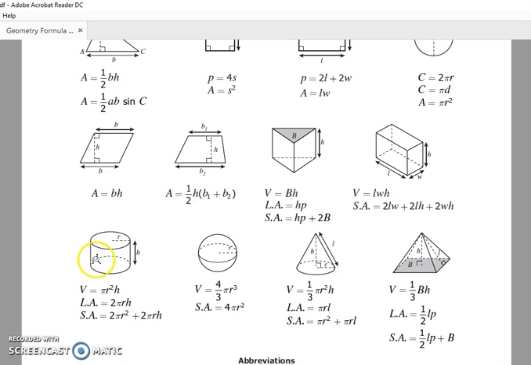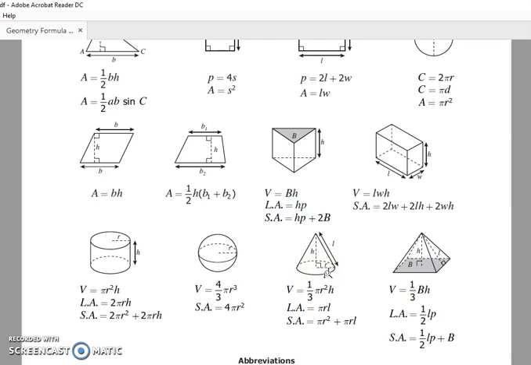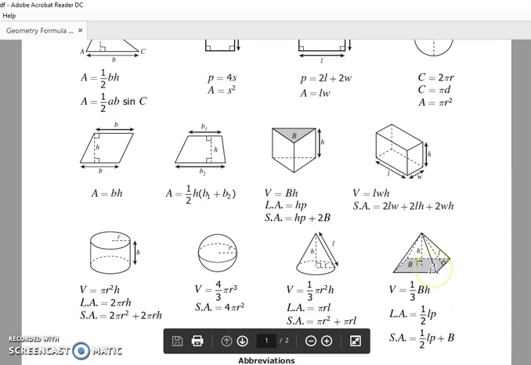Here, lateral area will be just this side. So it's side area without the top and bottom circles. But the surface area will be the whole thing. For this one, lateral area will be just around, not this base. Okay? But the surface area is the whole thing. For this rectangular pyramid, the surface area will be the whole thing, every single side, but the lateral will be just around.